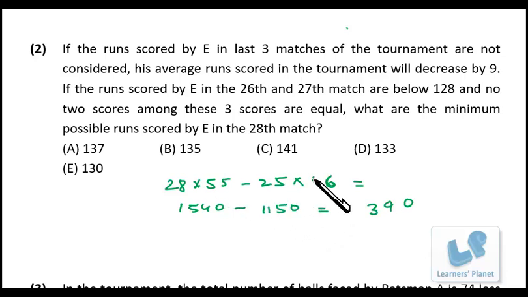Now 26 and 28, both of them below 128, no, the 3 scores are different. So if I deduct 128 and 127, I'll be getting the maximum possible value of E. I'm sorry, the minimum possible value of E. So that is 135. Okay, maximum of the 26th match, maximum of the 27th match, so minimum of the 28th match. So that is 135. Clear?